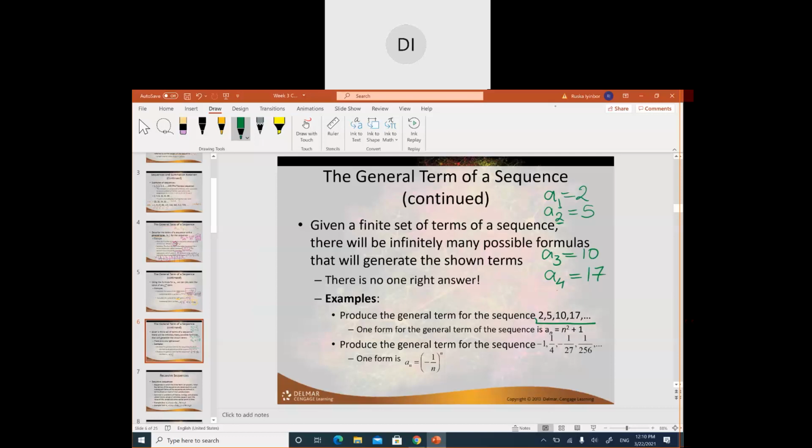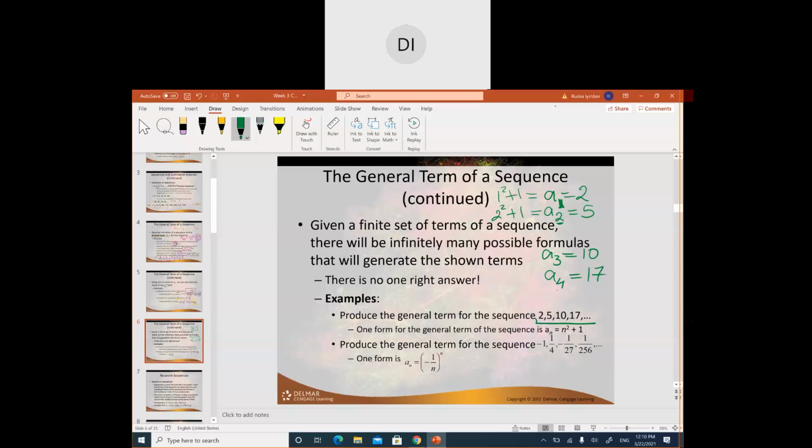So here we have one example: n squared plus 1. The first one is 1. 1 squared is 1, plus 1 is 2, right? So it works for A1. Then when I replace n with 2, it's going to be 2 squared plus 1, which is also 5, right?